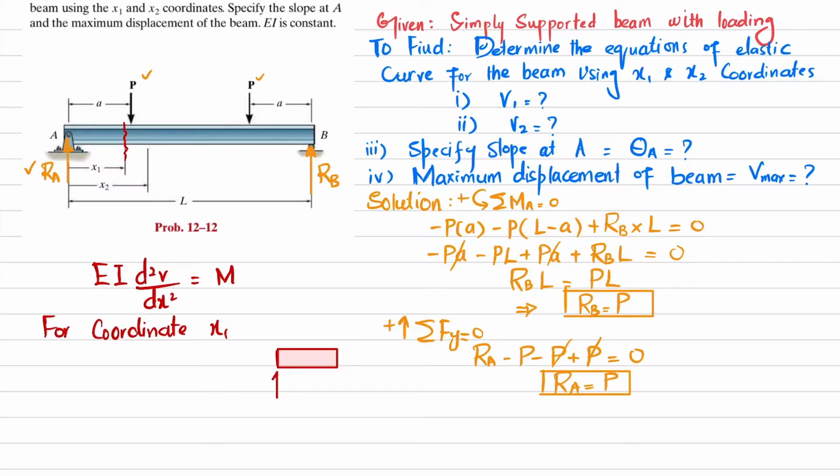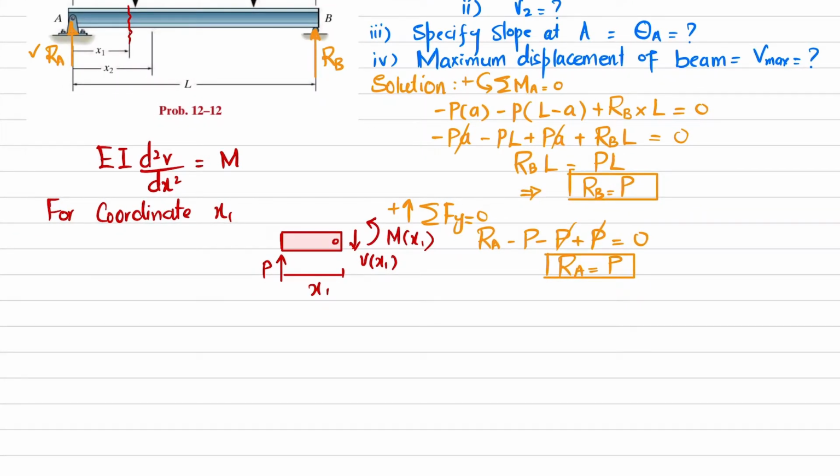At point A we have RA, which is equal to P, this coordinate is x1, and when you cut the beam you will have a shear force Vx1 and a moment Mx1 due to coordinate x1. Let this point be O. We are interested in finding the moment, so we apply the equation of equilibrium: the sum of all moments about point O is equal to 0, taking counterclockwise moment as positive. About point O, one moment is P into x1, producing clockwise moment, so it is negative. The second moment is Mx1, which is positive. Their sum must be equal to 0. So I will write minus P into x1 plus Mx1 is equal to 0. So Mx1 is equal to P into x1. Okay.